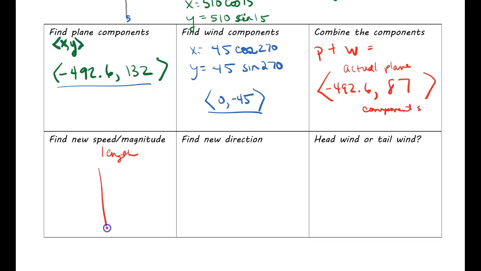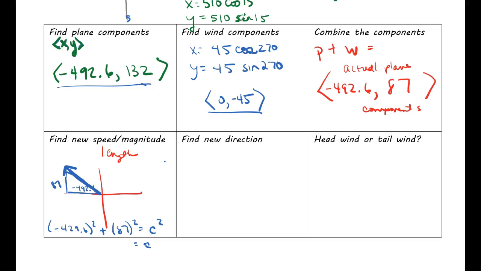If the x is negative 492.6, and the y is 87, then can't you find that new length of that vector? You sure can. It's just the hypotenuse. So grab a calculator. We're going to do negative 492.6 squared plus 87 squared equals c squared, and we're going to figure out c. So I'm going to shut up and just punch some buttons, and let's see if we all punch the same buttons.